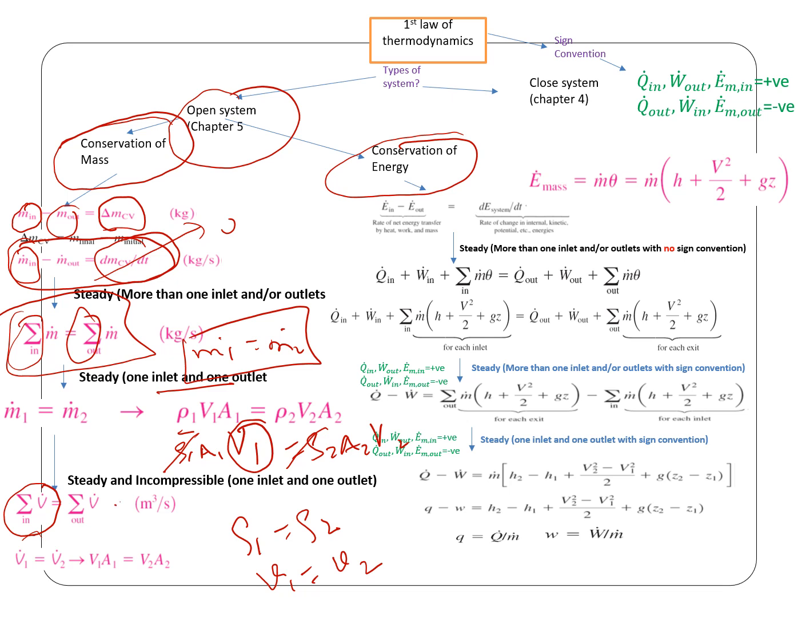And if you have just one inlet and outlet, then A1 V1, where V is velocity, would be equal to A2 V2. Sometimes we can find the specific volume, which is a property, from this equation as well. That's related to conservation of mass.